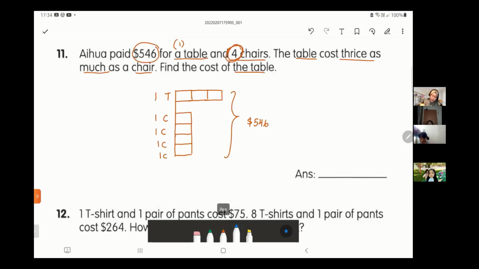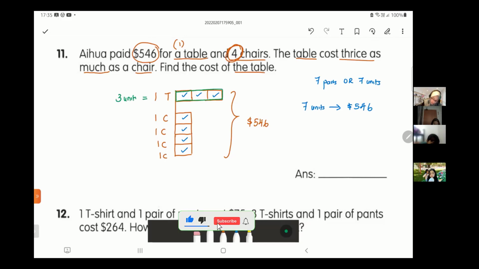Okay. Total paid is $546. Now, how many equal parts are there? 1, 2, 3, 4, 5, 6, 7. There are 7 parts, or we can say 7 units. 7 units represent $546. I want to know the cost of 1 table. So 1 table means this whole lot. How many parts is this? Equals 3 units.